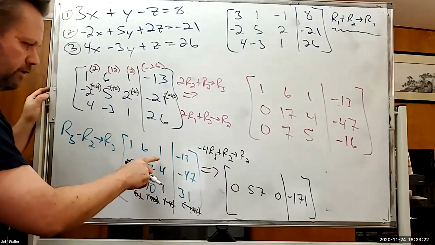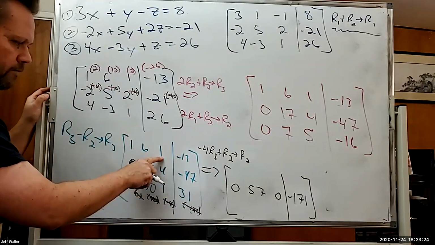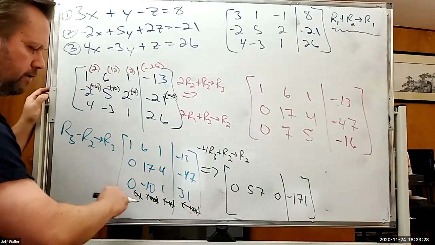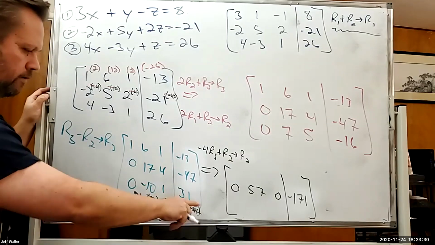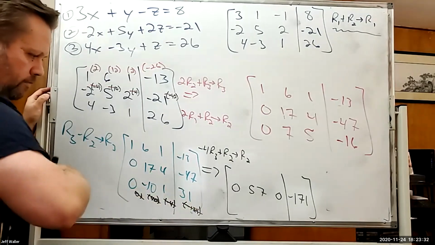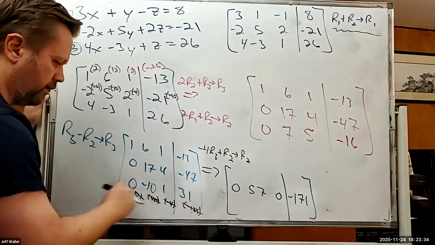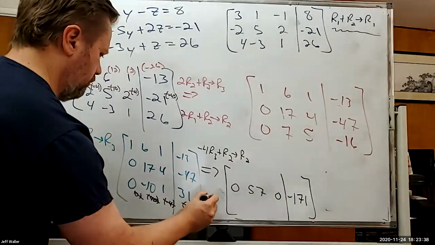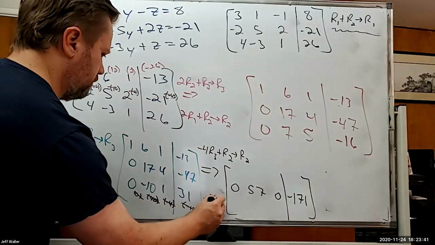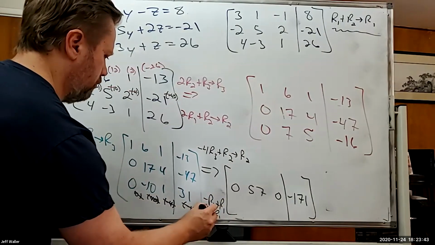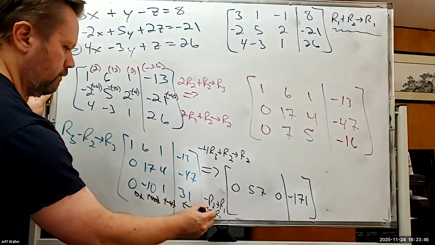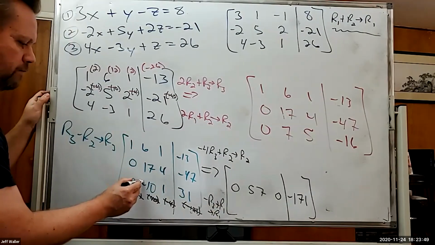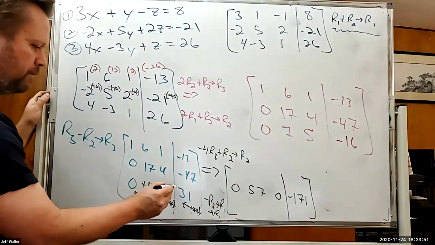What can I do to make a 0 show up here? I'm going to multiply this row by negative, yeah, -1. And then I can add it to row 1. So it'll be negative row 3 plus row 1, put the answer in row 1. So I think you can handle it if I just do it. Bam, bam, bam.